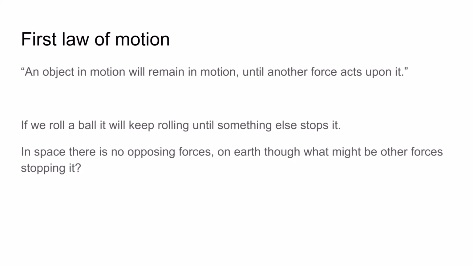So here we go. Our first law of motion is an object in motion will remain in motion until another force acts upon it. Okay? This means if we roll a ball, it will keep rolling until something else stops it. In space where there is no opposing forces, it will go forever. However, on Earth, we have other forces that are going to stop the ball, that we can't see.